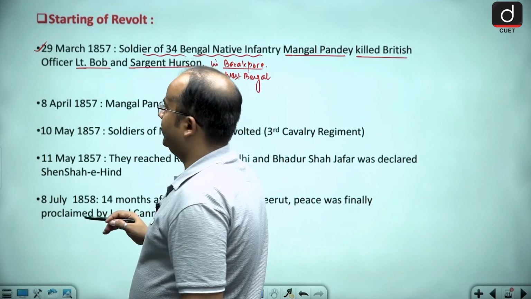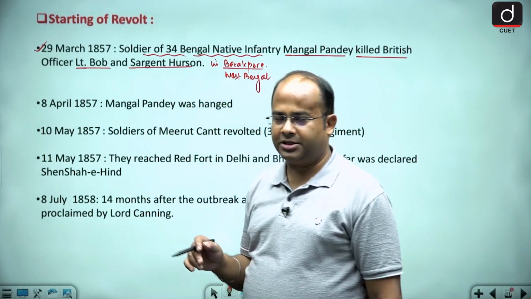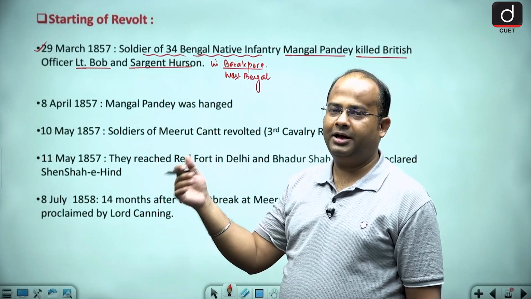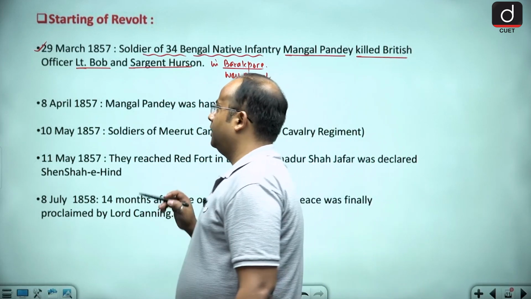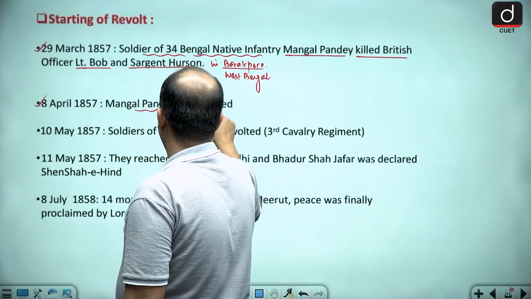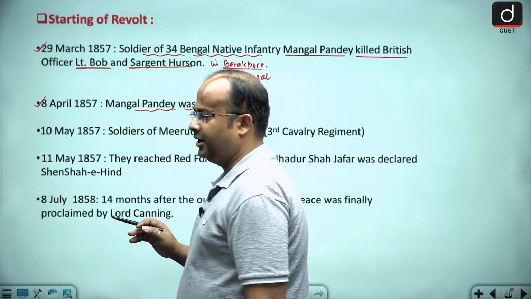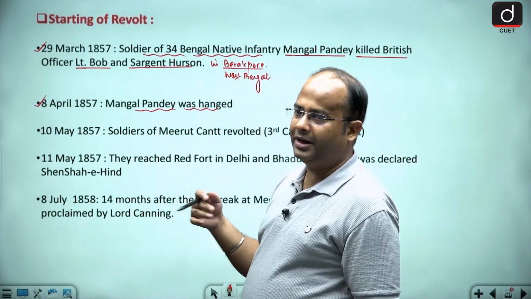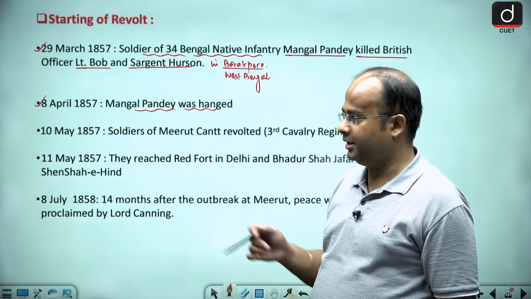So Mangal Pandey killed Lieutenant Bob and Sergeant Hurrison on 29th March 1857, and he started the revolt. Now on 8th April 1857, Mangal Pandey was hanged in Barakpur. So after the death of Mangal Pandey, this revolt sparked very heavily.